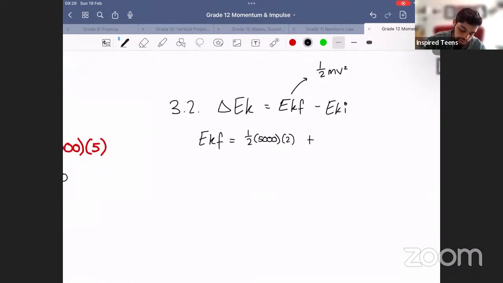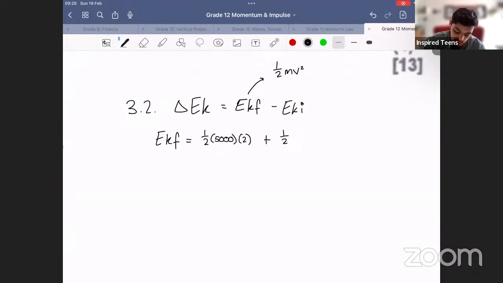And now I need to add, because remember, this is the EK final of the system. So for both objects, I'm going to do for the second object, it's half times 2,000 kilograms, the mass of the car. And remember, its final velocity, they said, was 5.